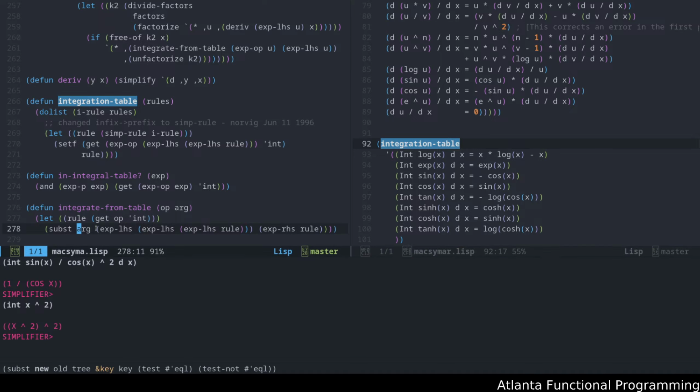If you recall, what the substitution does is it takes the new argument. This is the old, left-hand side, and the tree that we're applying the new argument to is the right-hand side of the same rule, and then we return that. Okay.